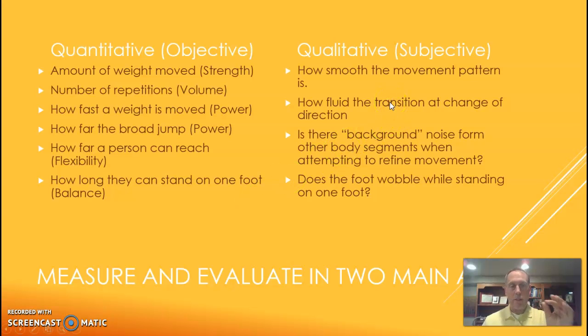Qualitative, though, requires the discerning eye to be able to pick out how smooth a movement pattern is after you've seen 10,000 people perform the same movement. How smooth is this person's movement pattern relative to the other 9,999? How about the change of direction? Are there ways you can refine that movement pattern that has a spillover or trickle-down effect into other areas of their speed, agility, and quickness that allows them to be much faster? Sure, you can be super powerful, but it's the technique that allows you to be very efficient. And there's two components to that.